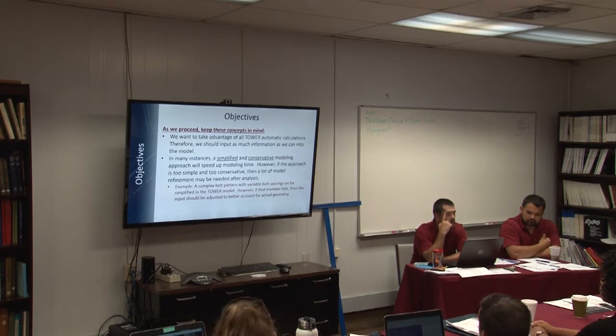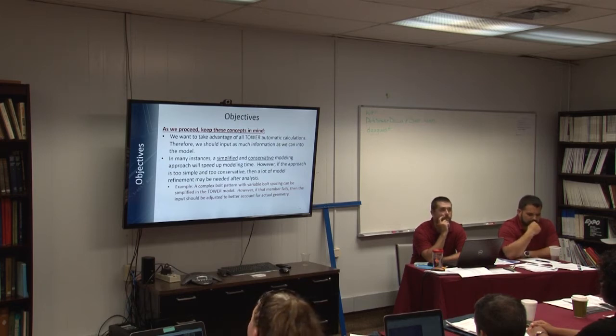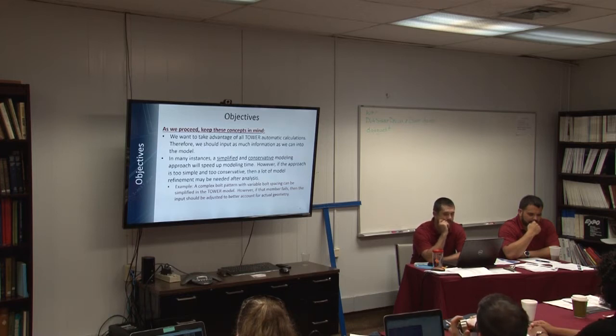As we proceed, keep these concepts in mind. We want to take advantage of all of PLS Tower's automatic calculations. Therefore, you want to input as much information as possible into the model. There are instances where I've seen that certain connection information is omitted from a model because it's faster to do it that way. But if you do that, you're omitting specific strength calculations, and you're not getting a full picture of the strength of that tower. One of the things that we really harp on a lot is that all the information we talk about here this afternoon needs to be in every single model that you're analyzing, or you're not getting a full picture.